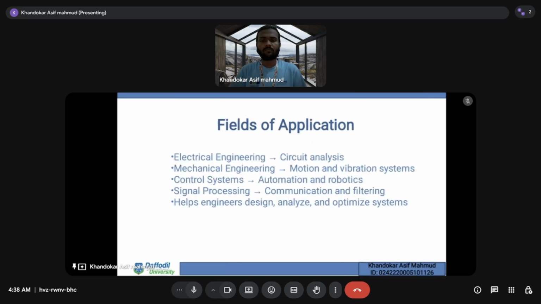Now I am going to discuss some fields of its application. First one is electrical engineering. Here it analyzes the circuit. Then the mechanical engineering. Here it analyzes the motion and vibration systems. Then the control systems. Here it relates with automation and robotics. Then the signal processing. Here it's used in communication and filtering. It helps engineers design, analyze, and optimize systems.